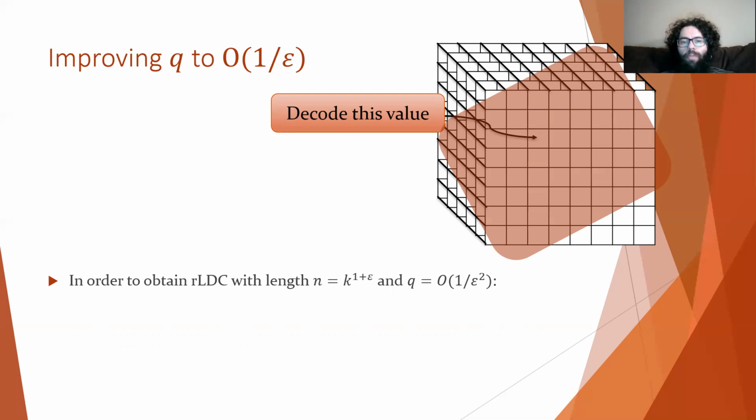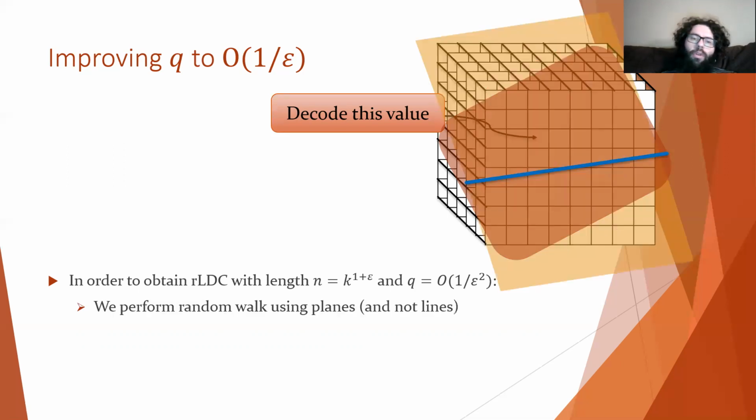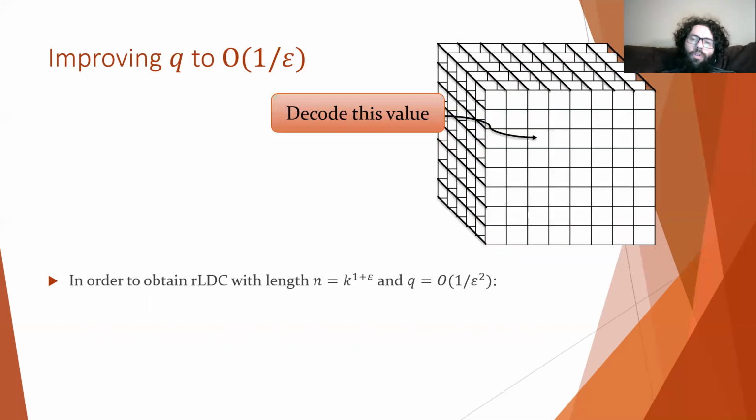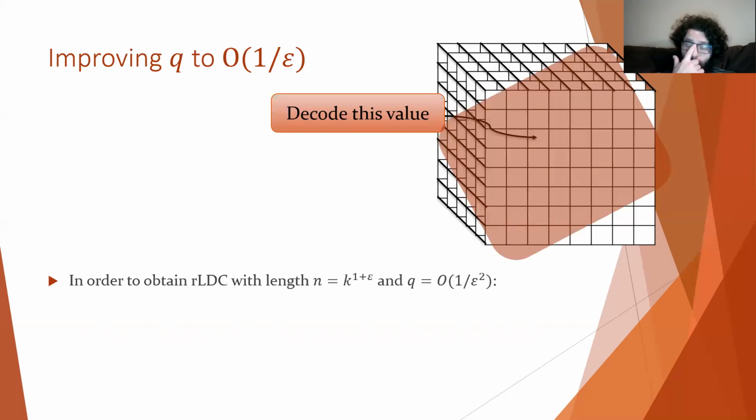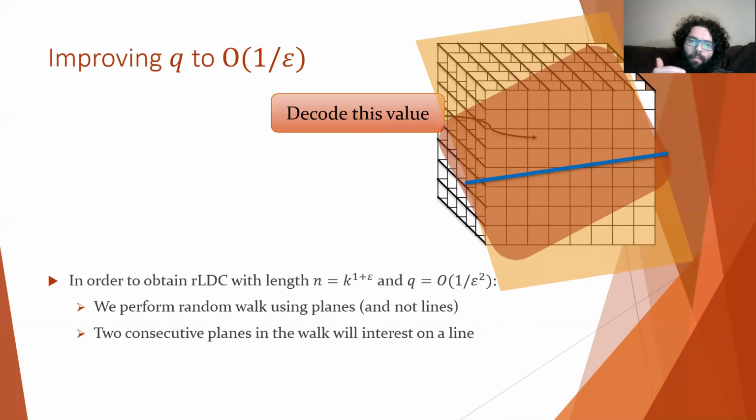So in order to obtain these RLDCs with query complexity 1 over epsilon, here's what we're going to do. We're going to perform a random walk, not using lines, but using planes. So we choose one plane containing this point. Then we're going to choose a line. Then we're going to choose another plane crossing this line so that 2 consecutive planes intersect on the line now.